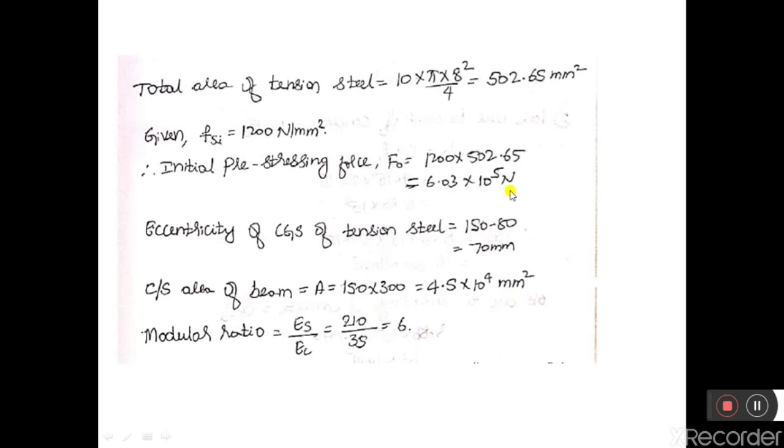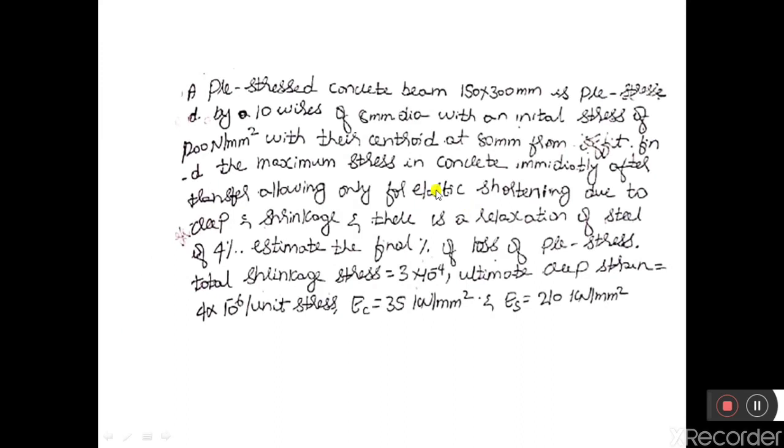Therefore, the initial pre-stressing force that is applied to the cable is equal to 6.03 into 10 to the power of 5 Newton. And in the question he has given that the cables have a CG with respect to the soffit. So he has mentioned that the centroid is at 80 mm from the soffit.